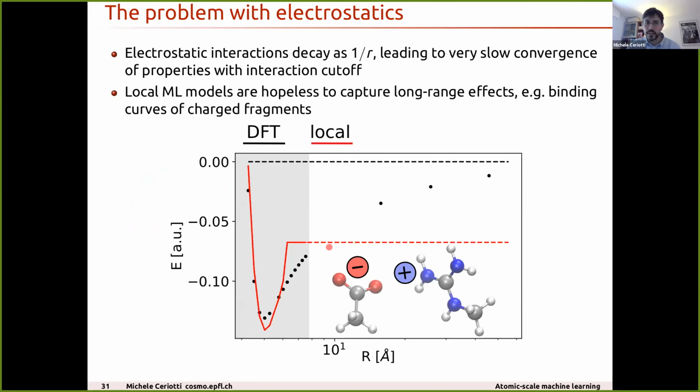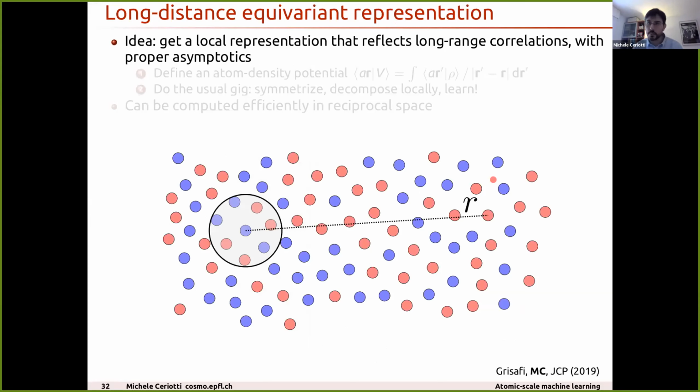This is reflected in the fact that when you try to predict something like the binding energy of two charged dimers using a local model, you can't predict any change as soon as the molecules get further apart than the cutoff distance of your descriptors. And the problem is that, as you see here, I need to go out to hundreds of angstrom before the interaction becomes negligible. So the idea that we have to tackle this problem, where we already have some very promising results, is to build a representation that at the same time combines a local component with the correct asymptotic behavior in describing long-range interactions.